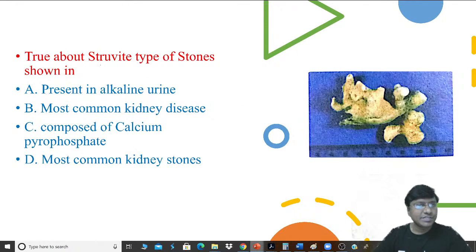Yeah. What is the true statement about the struvite type of stones shown here? Present in alkaline medium, most common kidney disease, composed of calcium pyrophosphate stone, most common kidney stones. What is the true statement?